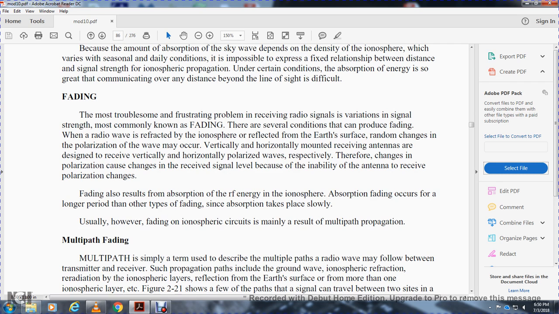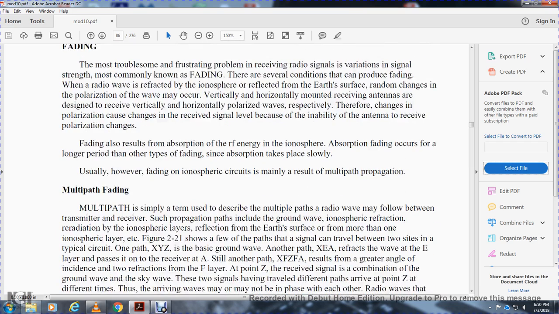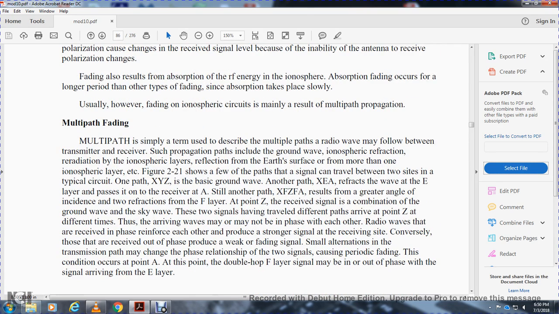A vertical or horizontal mounted receiving antenna is designed to receive a vertically or horizontally polarized wave, respectively. Therefore, a change in polarization causes a change in the received signal level, due to the inability of the antenna to receive the polarization change. Fading also results from absorption of the radio frequency in the ionosphere, and absorption fading occurs over a long period, unlike the other type of fading, since absorption takes place slowly. Usually, however, fading in ionospheric circuits may result from multipath propagation.